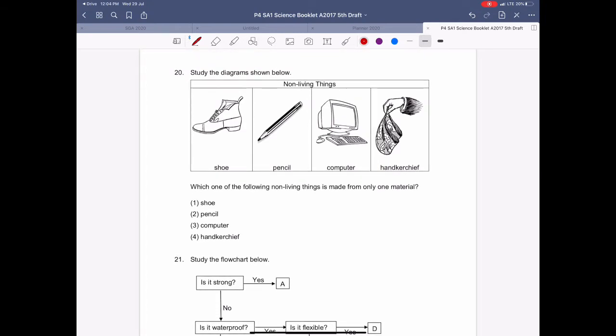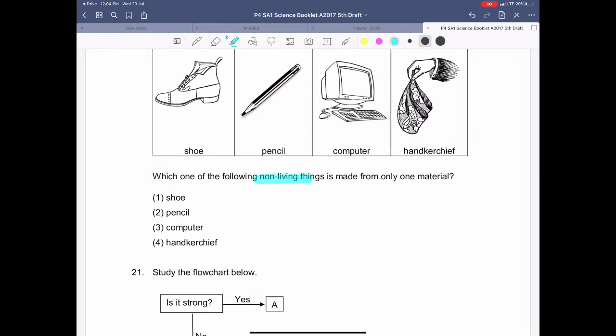Study the diagram below. Which of the following non-living things is made up of only one material? Okay? So basically, first things first is on classification. They ask for non-living things and one material. There are 2 criteria over here.